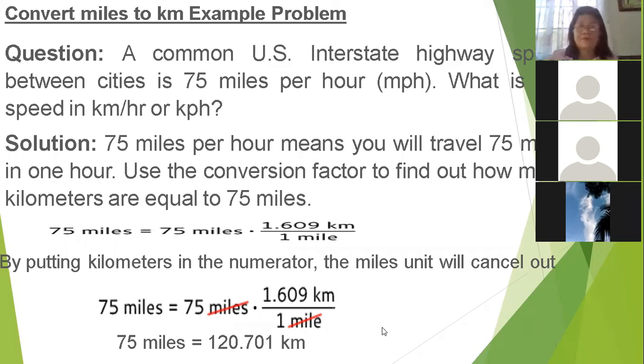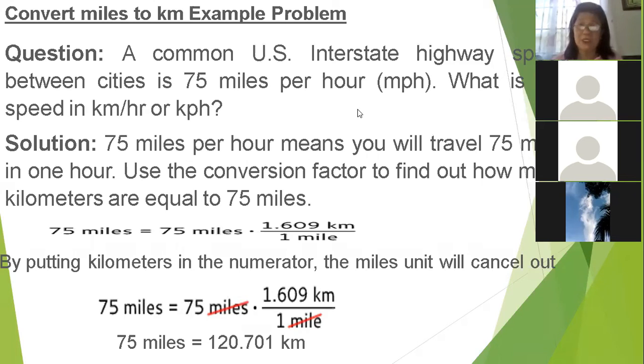So we have another example that is converting miles to kilometers. Here is the question: a common U.S. interstate highway speed between cities is 75 miles per hour. That is MPH. MPH stands for miles per hour. What is its speed?